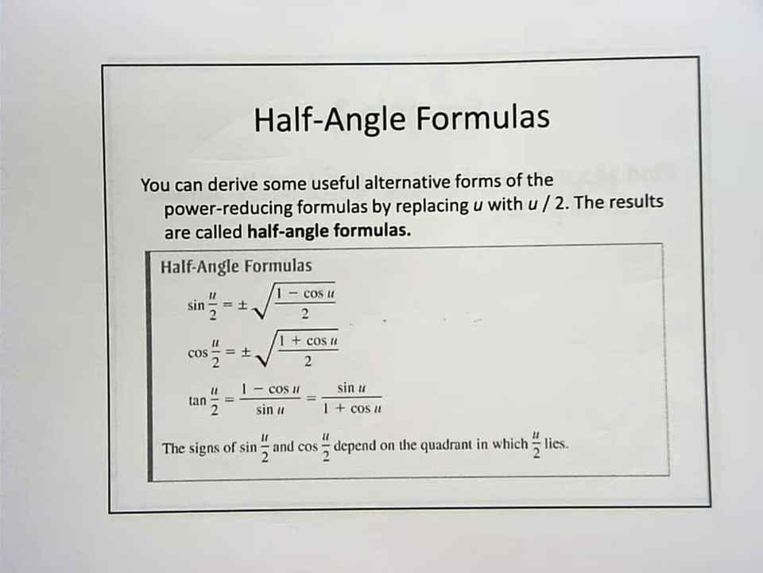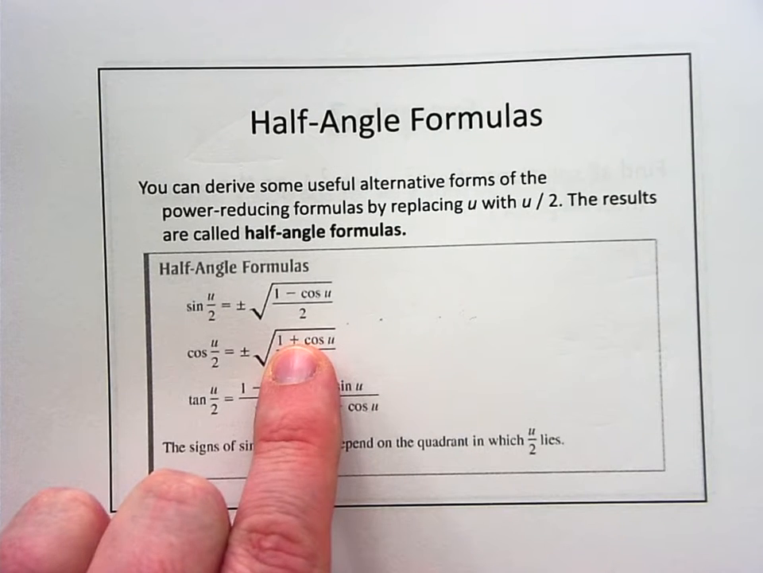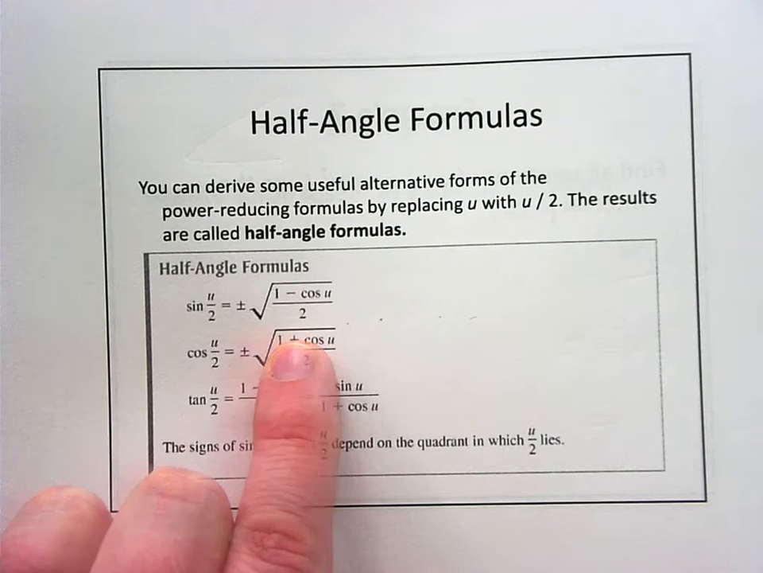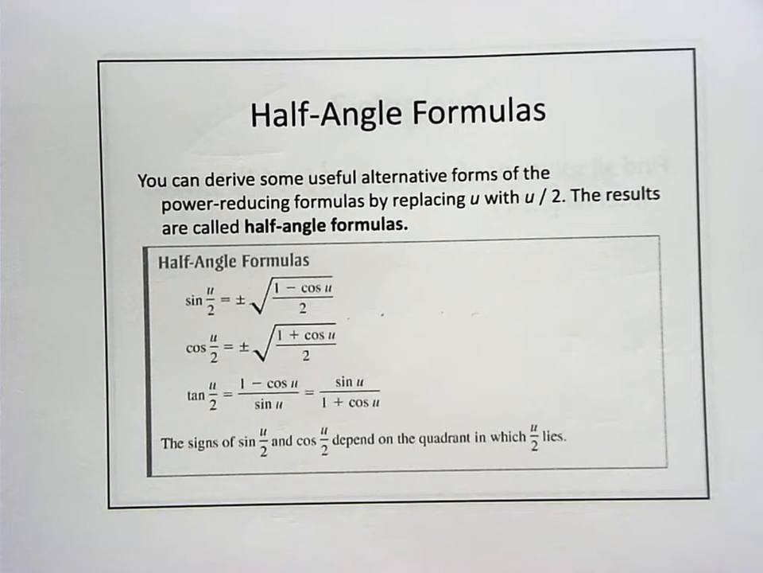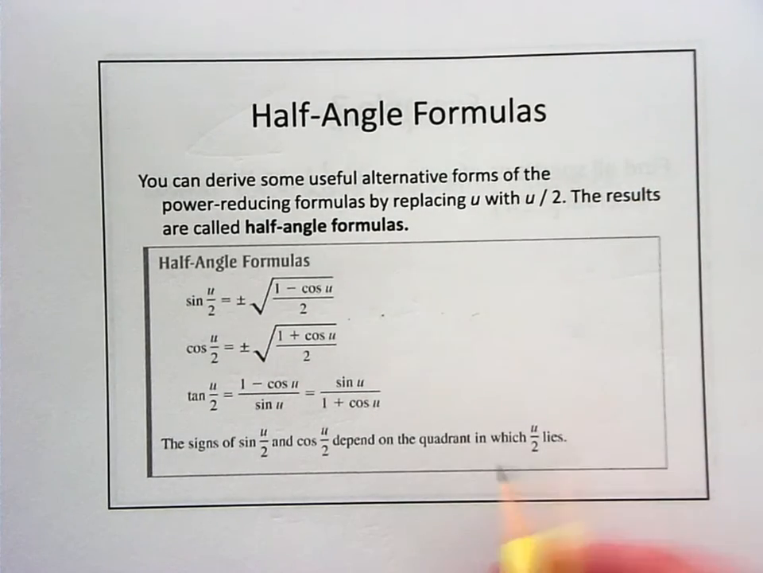Half angle formulas. These are the opposite of the double angle formulas. Instead of having 2u inside the trig function, you have u over 2. Now notice though, the nice thing is these look a lot like those power reducing ones, except for the square root. The reason they put plus or minus there though is because you're always going to have to figure out what quadrant that u over 2 is in.